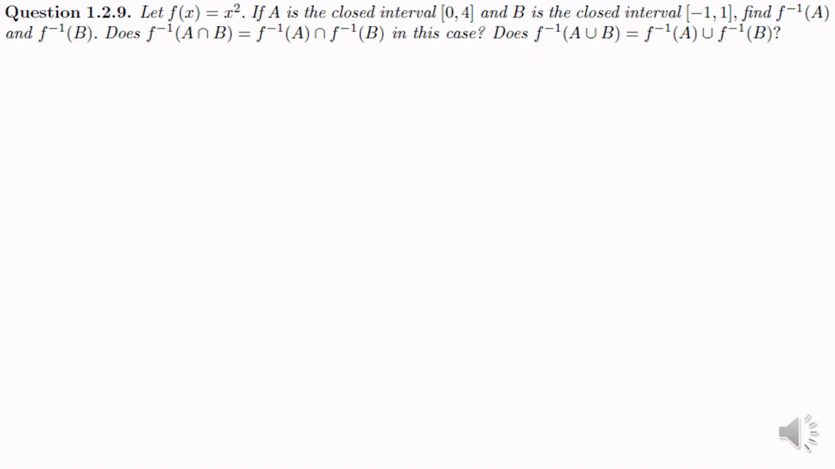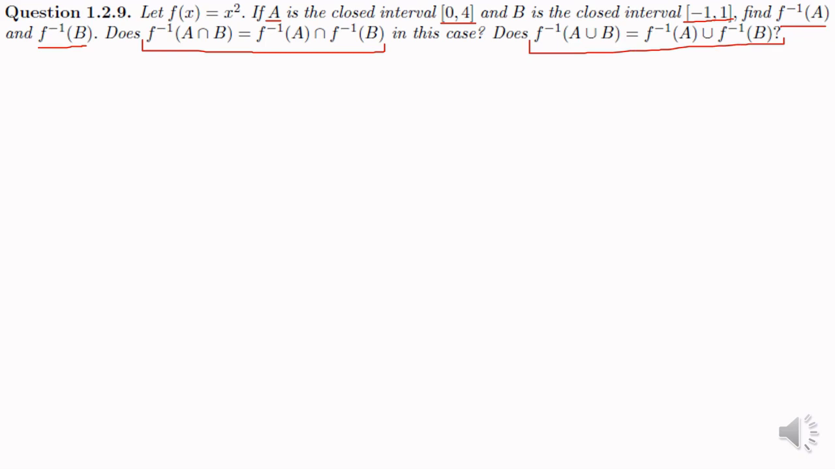Here we have a question. Let f(x) = x². A is the closed interval [0, 4]. B is the closed interval [-1, 1]. Find f⁻¹(A) and f⁻¹(B). And you have to check whether f⁻¹(A ∩ B) equals f⁻¹(A) ∩ f⁻¹(B). You also have to check whether f⁻¹(A ∪ B) equals f⁻¹(A) ∪ f⁻¹(B).